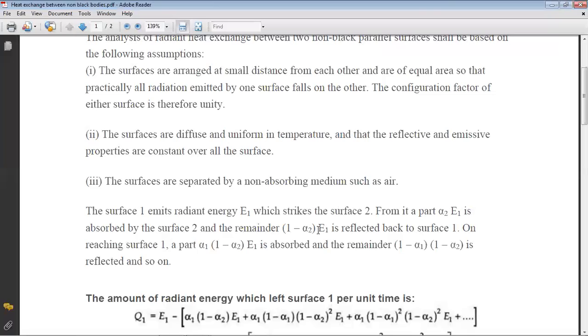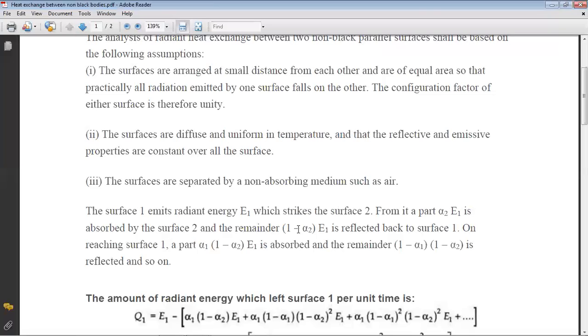To give you a clear idea, let us consider E1 is 100%. Now, out of 100%, how much is absorbed? Alpha 2 times E1. Let us consider alpha 2 is, say, 15%. Now, 15% of 100 is absorbed. The remaining is 85, so 85% of the energy is re-emitted from surface 2 towards surface 1.